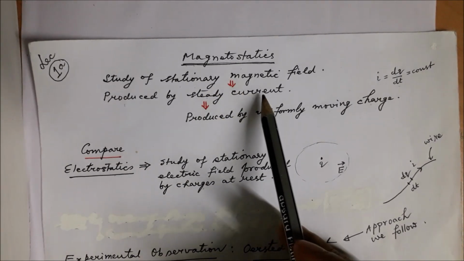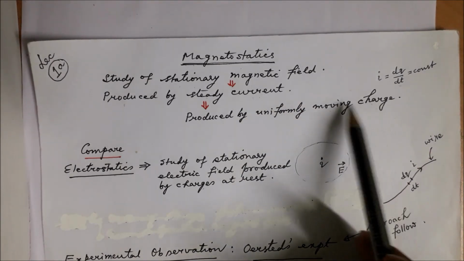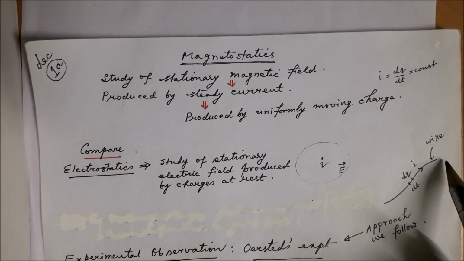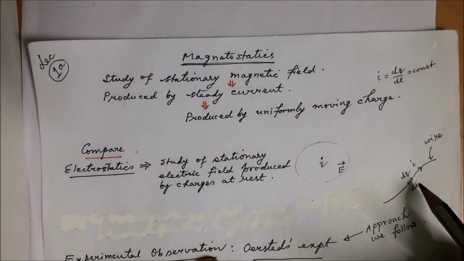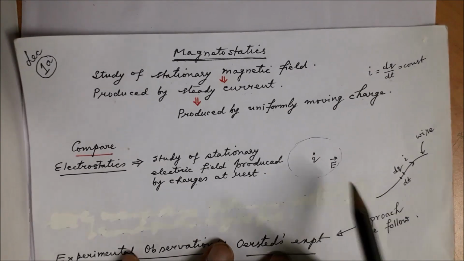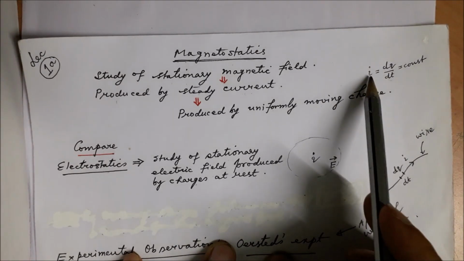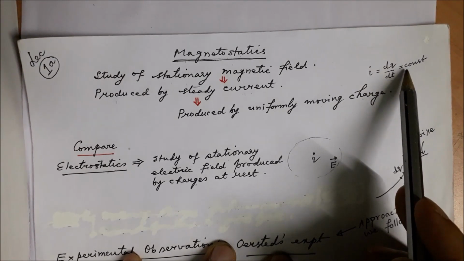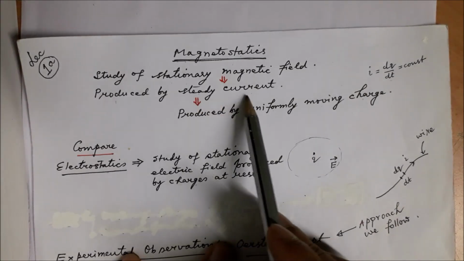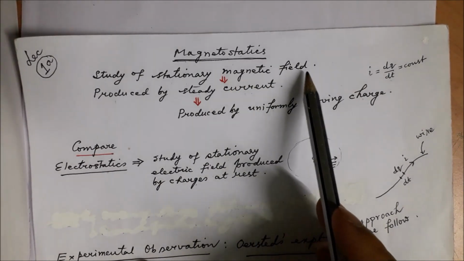And current is produced due to a moving charge. Suppose we have a wire and there is transport of an elemental charge dq in elemental time dt, then the rate of transport of charge is dq by dt, which is I, and if I is constant, then we call it steady current, and the steady current produces a steady magnetic field.